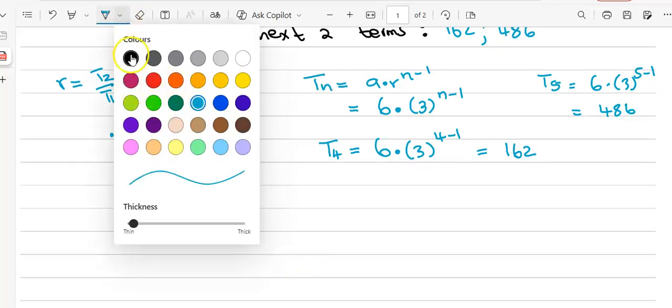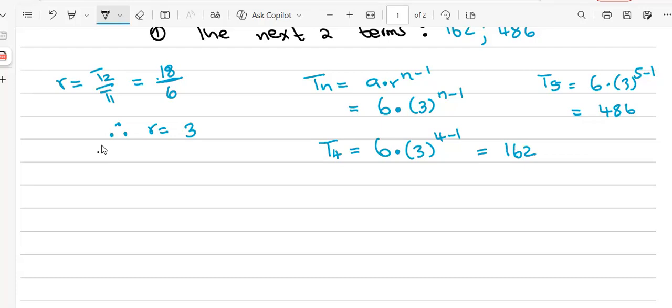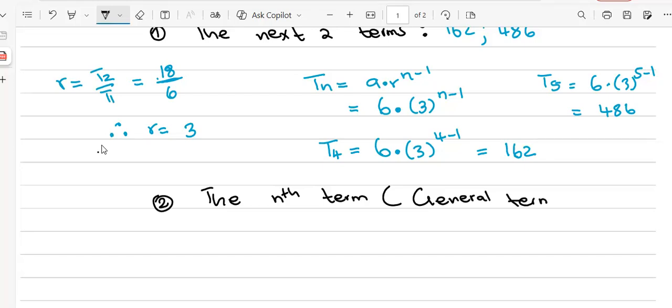The next question, question number 2, says we need to find the nth term, which is something that we already did. Determine the nth term. What I need you to remember is that the nth term refers to the general term. We already know what the general term is, so we just have to do the substitution.